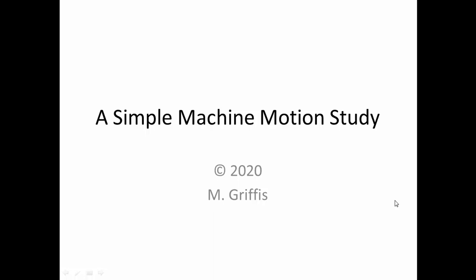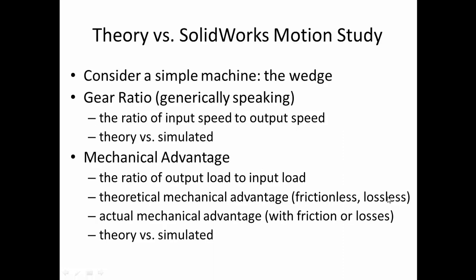Today I'm excited to talk about a SolidWorks motion study of a simple machine. We're going to develop the theory of a simple machine. We're going to pick the wedge, and we're going to talk about its gear ratio. I use that word generically as the ratio of input speed to output speed. We're going to look at mechanical advantage, which is the ratio of output load to input load.